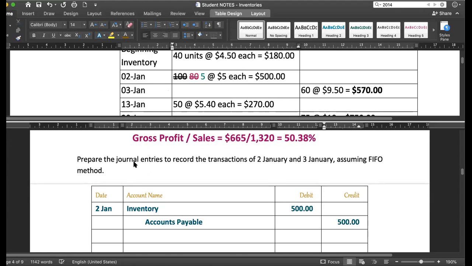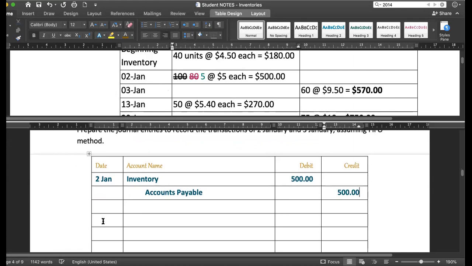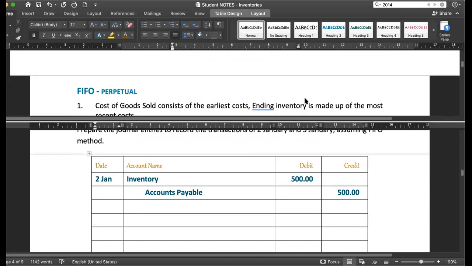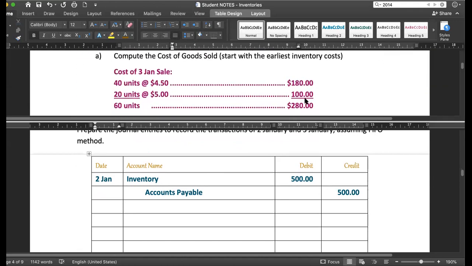Now, on the 3rd of January, we're going to have 2 entries because on the 3rd of January, they sold 60 units, so we're going to record the sale. And then at the same time, we're going to record the cost of the sale. All right, and the cost, computed here, was $280.